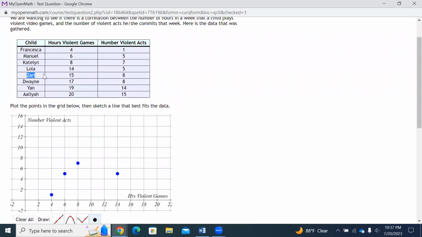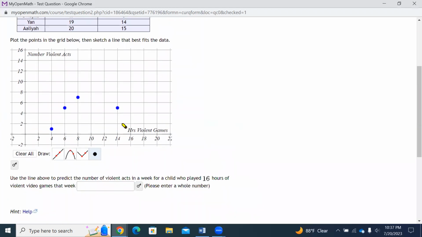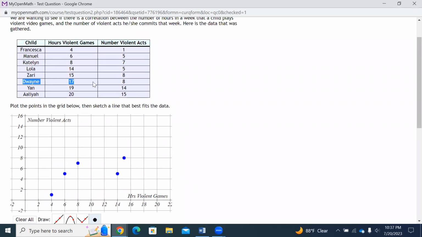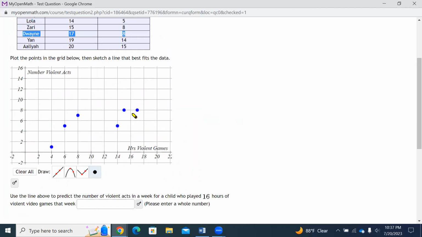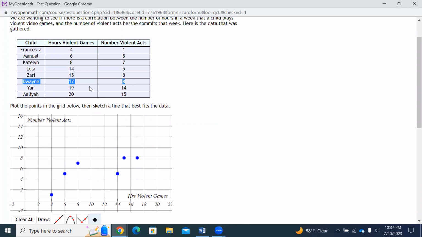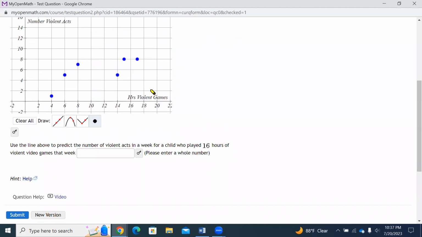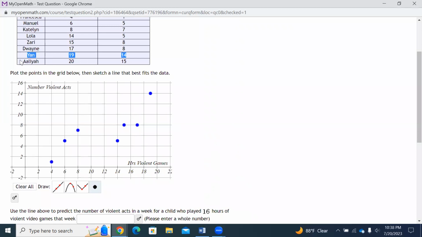Zari, 15, 8. Over 15, up 8. Right there. So Zari did 15 hours of violent video games and 8 aggressive acts. How about Mr. Dwayne? 17, 8. So 17, 8 right there. There's Dwayne. And Jan, 19, 14. Boom, right there. Last one, Elia, 20, 15. There we go. Over 20 and 15.